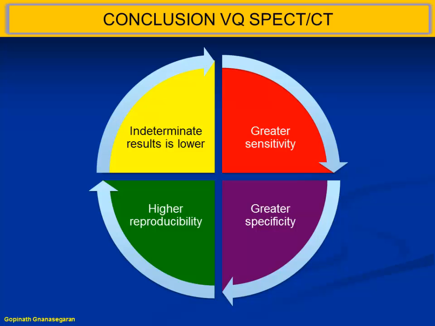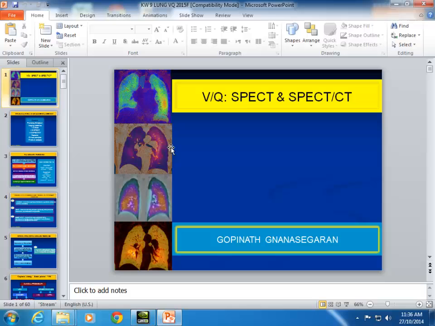So in conclusion, VQ SPECT is useful, but as a learning curve it is better to use both planar and SPECT to start with to get a better confidence level. But if you add the CT bit to the VQ SPECT, you can find some additional findings and you can negate all the false positives. It has higher reproducibility, greater specificity, and indeterminate results are low. In fact, in our department, 90% of the scans we call as positive or negative, and we don't call them based on probability. So we always give it as yes or no rather than low, high or intermediate.